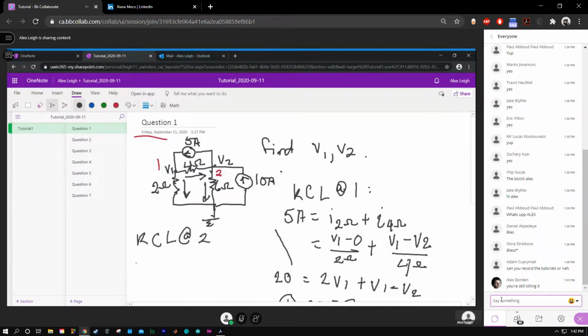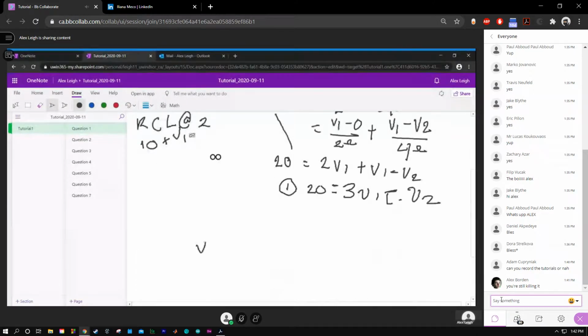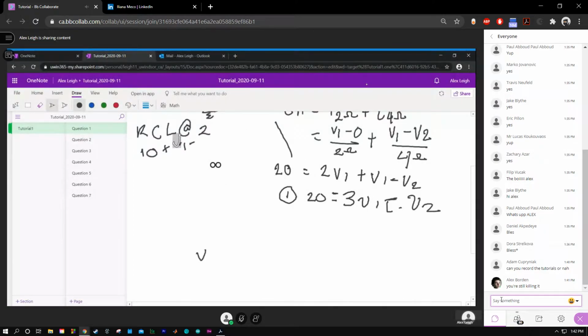So when we do that, we have 10 entering. We have the current across the 4 ohm resistor entering, which from the first part we found was V1 minus V2 divided by 4.